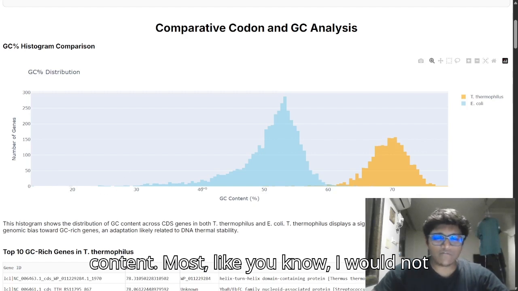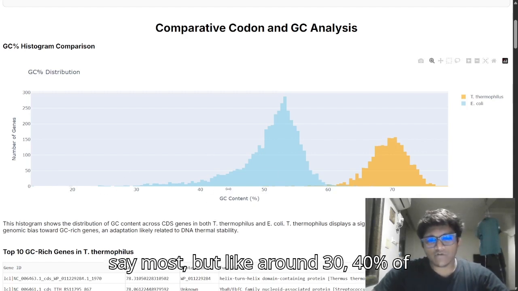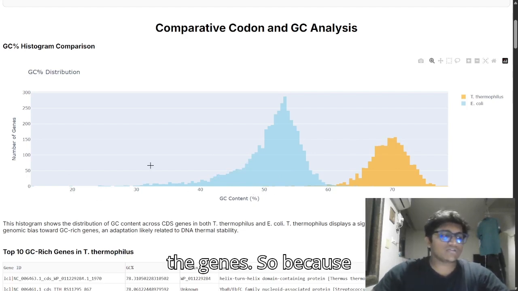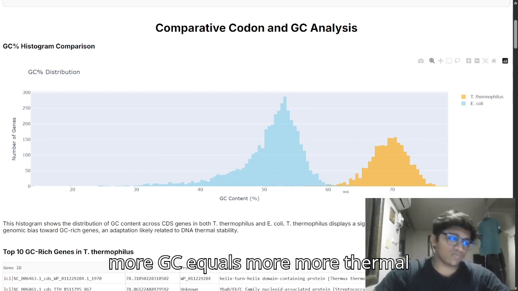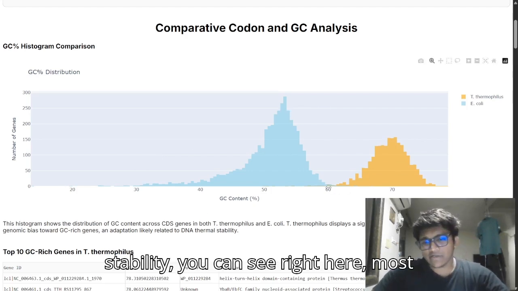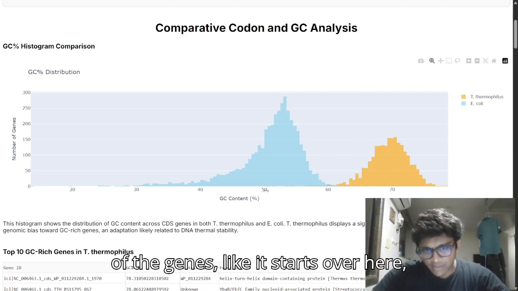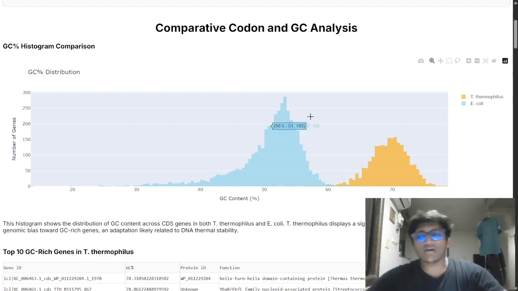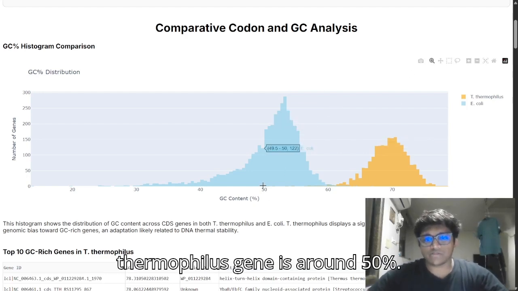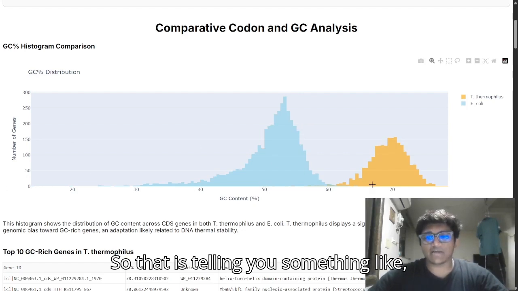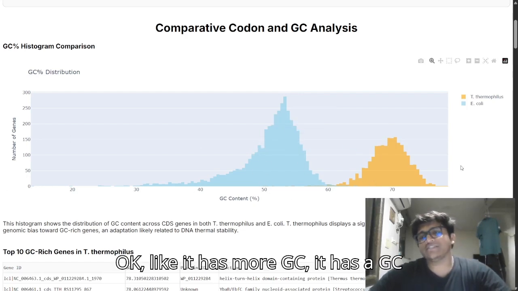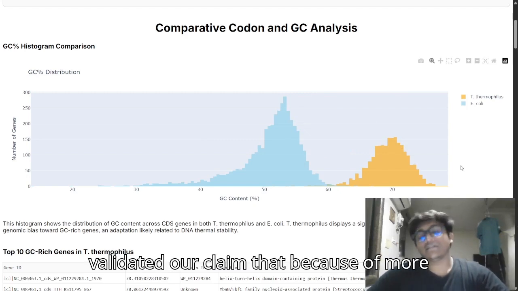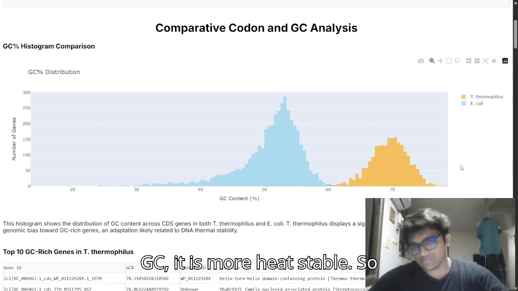Around 30-40% of them are below 50% GC. Because more GC equals more thermal stability, you can see right here that most of the genes start over here. Even the minimum level of GC content in a thermophilus gene is around 50%. That is telling you something: it has more GC, it has a GC bias. So now we have sort of validated our claim that because of more GC, it is more heat stable.